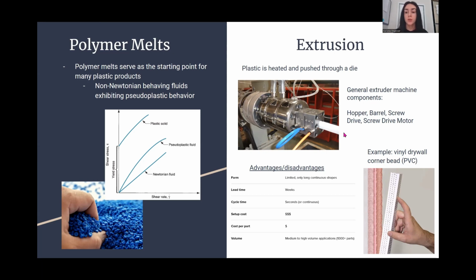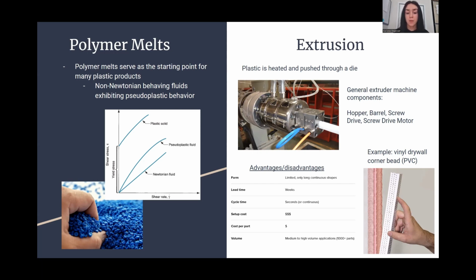The general extruder machine components include a hopper, barrel, screw drive, and screw drive motor. Now moving on to advantages and disadvantages. First, we have the form, which is limited since we only can have long continuous shapes. So that could be a disadvantage. The lead time is also weeks, which is a bit long.